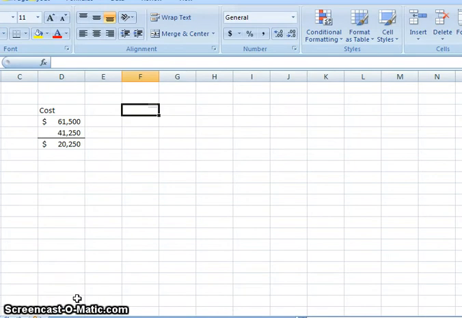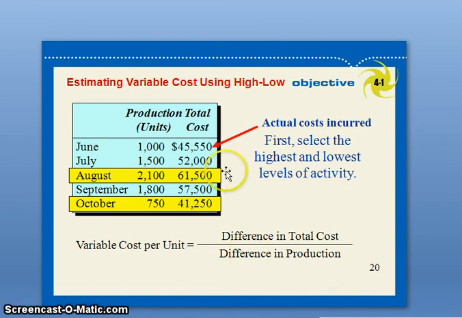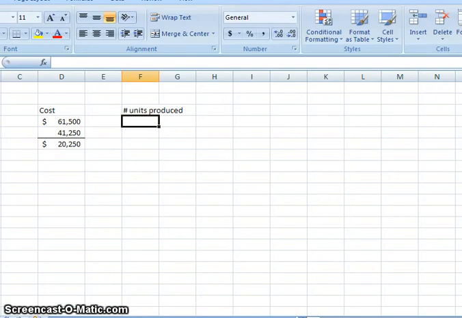Okay, I had to format it a little bit to make myself happy. Now the difference in the number of units produced. At the highest level of activity, the number of units you produced was 2,100, and then you produced 750 in your lower activity. The difference between the two of these was 1,350 units that you produced more in your higher level of activity.